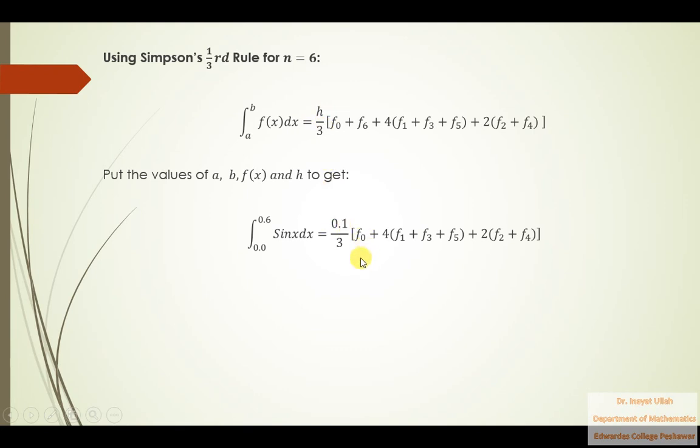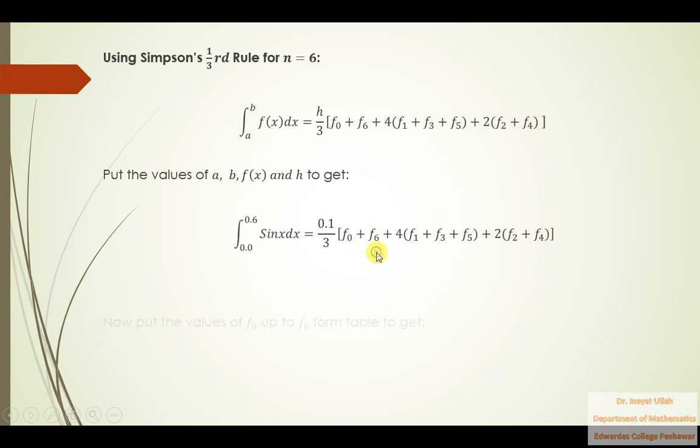Now we will replace f0 up to f6. F6 is missing in this formula, if you see, so we need to write f6 here immediately. Here we are, we have entered f6 here, so there is the formula.